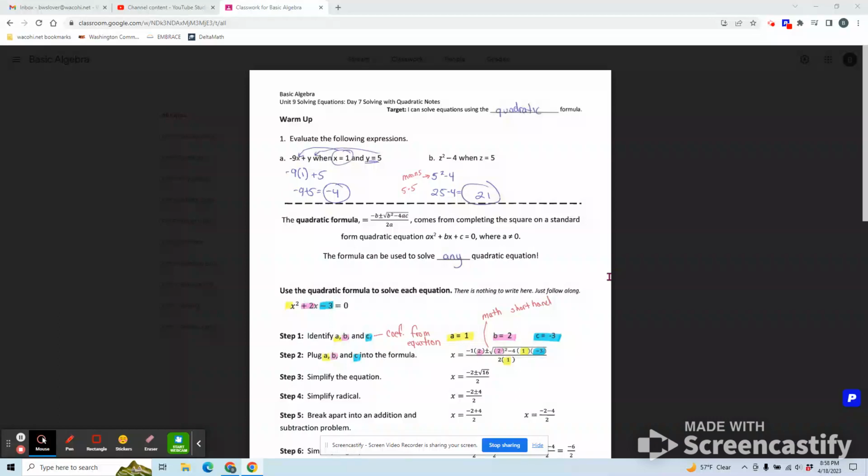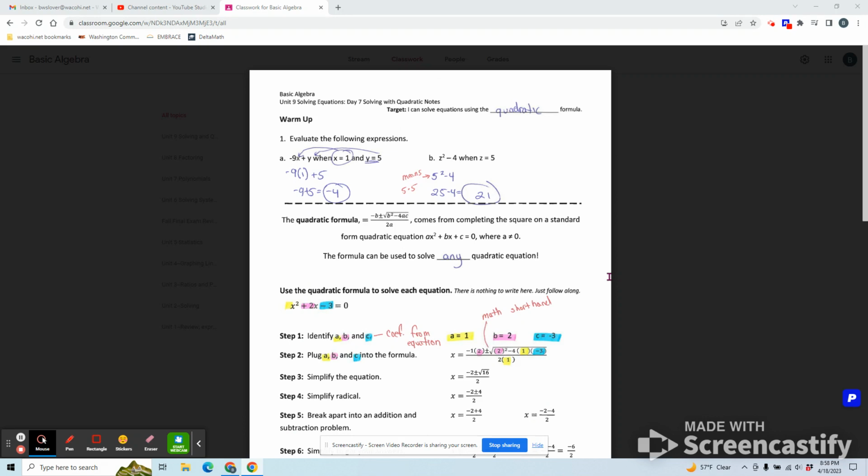Slover's Math. Today we're going to focus on solving with the quadratic formula. So this is going to be a 2-day lesson. We're doing day 1 today and then day 2 tomorrow. So our warm-up is getting us ready for what we're actually doing today.